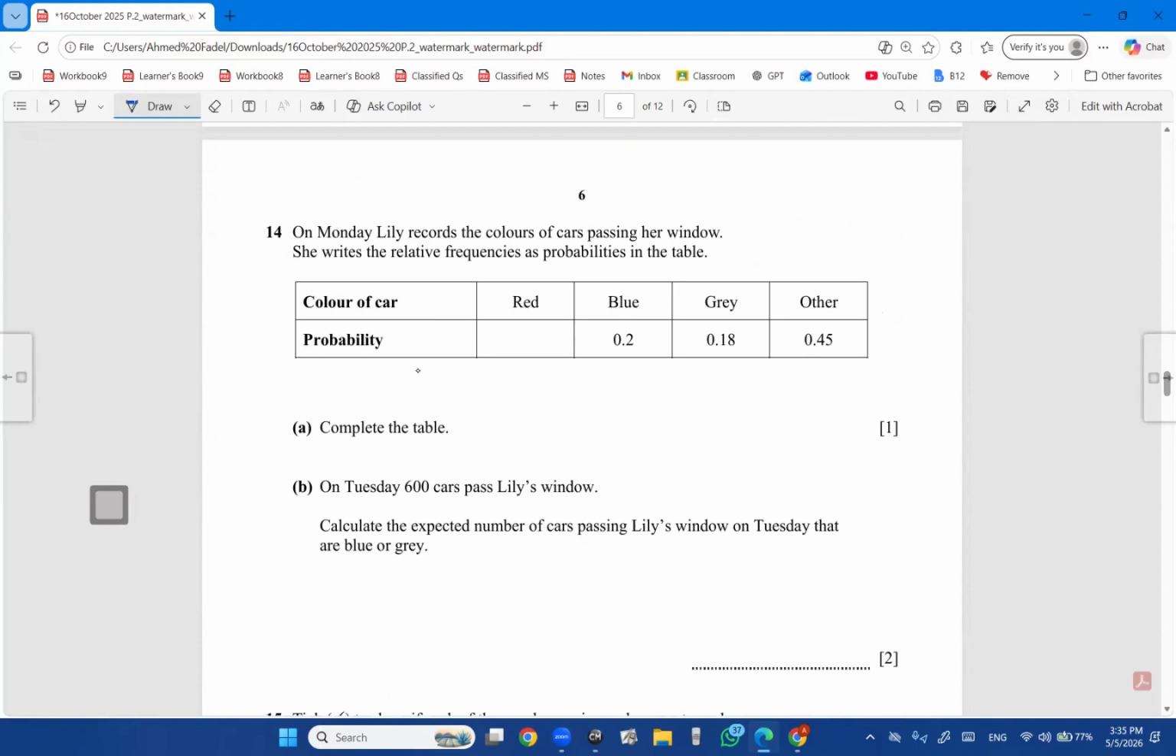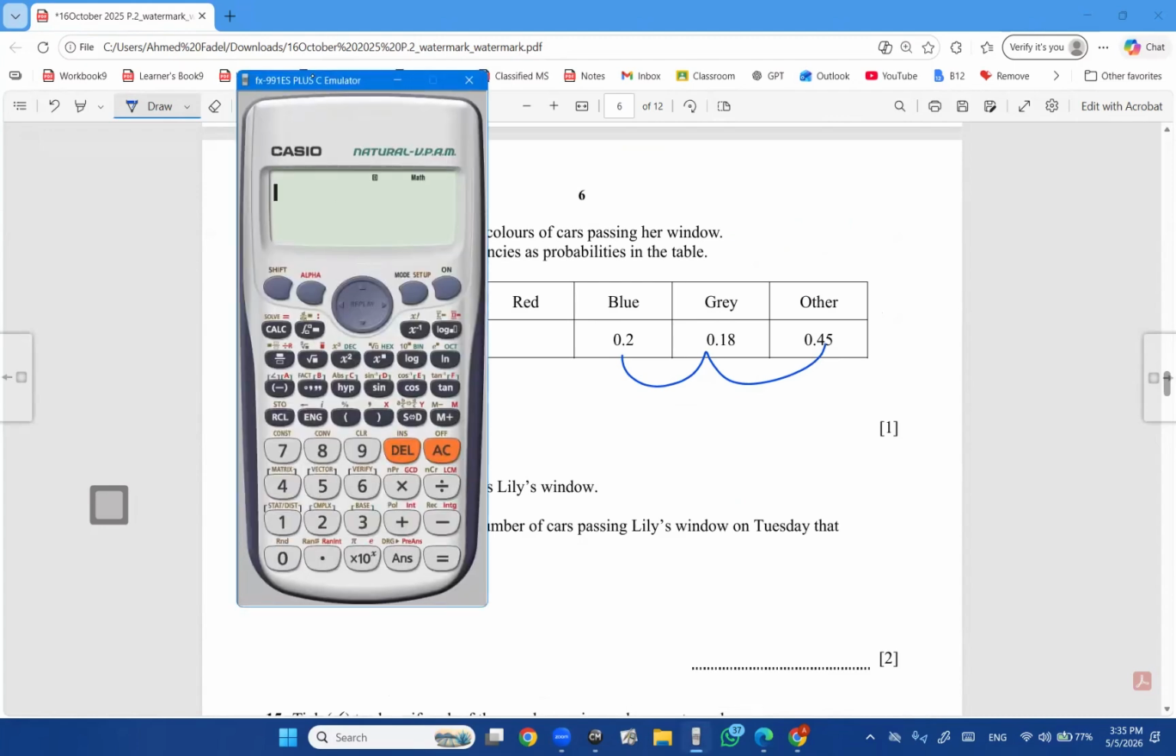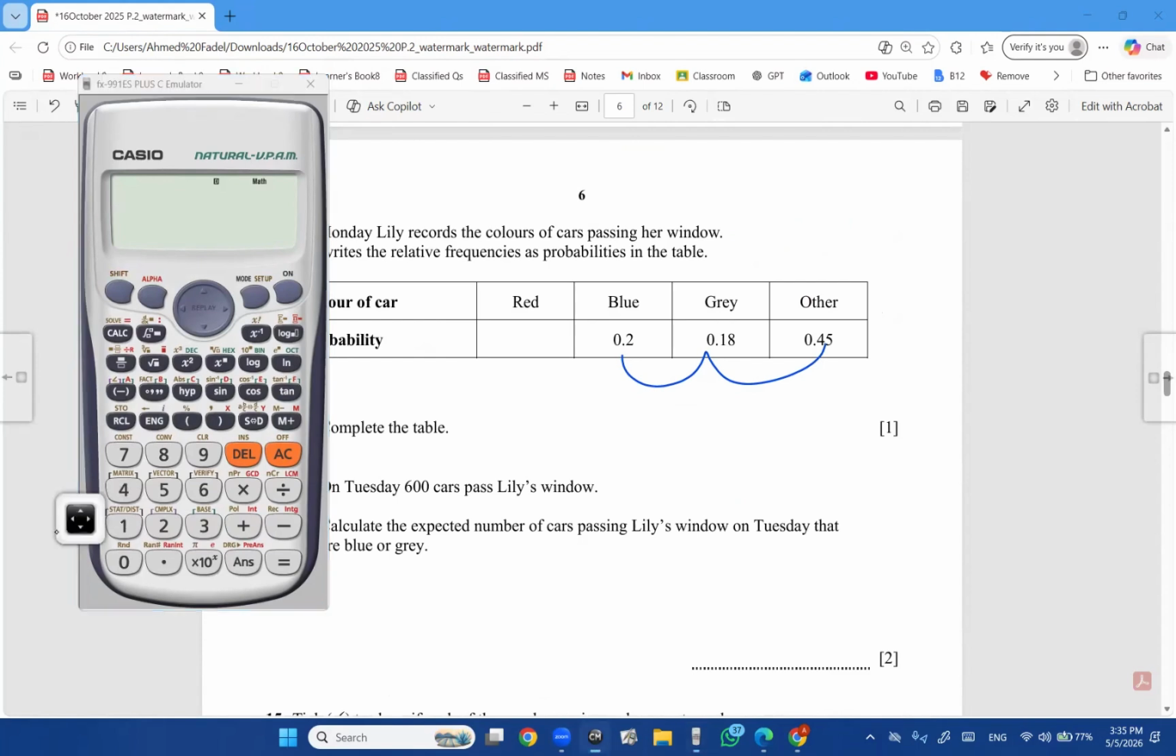Here they're giving you the probability table, and they're requesting from you to complete the table. Then you should add the three of them up. 0.2. By the way, this is paper 2. Yes, I did not use the calculator until now because we didn't actually need to. If you need to use the calculator over here, you should know that the sum of all the probabilities or the possibilities, they add up to one whole. So 1 minus everything that you have in the table, 0.2 plus 0.18 plus 0.45. Minusing them from one whole gives you 0.17.